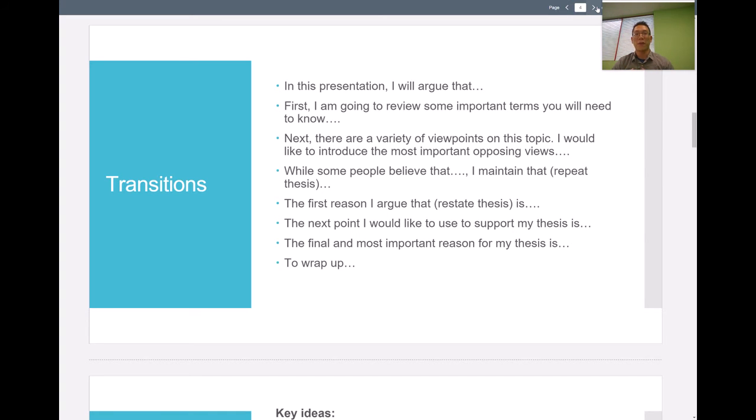paper that you have. So for example, the next line, first I'm going to review some important terms you will need to know. Well, that's your second part, your overview of general facts. So these important terms are important because it would help you explain to the reader or the audience what you're talking about. They might not know about the legalization of marijuana. They might not know about discrimination against the Chinese in Canada. They might not know about how to survive in the wild, certain concepts or techniques.